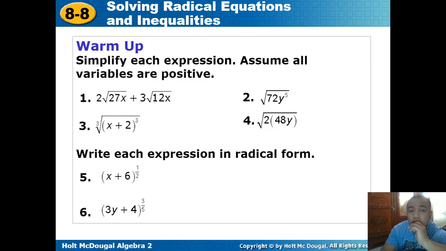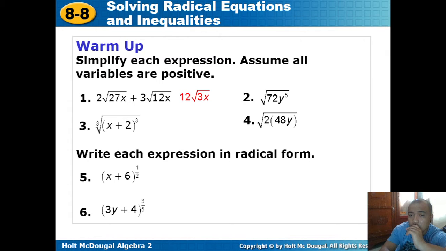They must be similar. So, if they're not similar, make them similar. So, dito, factor mo yung 27, 9 times 3. Square root of 9 is 3, so multiply mo sa 2, 6 square root of 3x plus 3, dito naman 4 times 3, so yung square root of 4, 2 times 3, 6 square root of 3x, so pareho na sila. They are now similar. 3x, which is yung radicand, and dito 6 plus 6, 12, I think 12 square root of 3x.